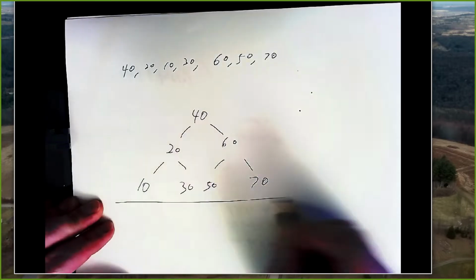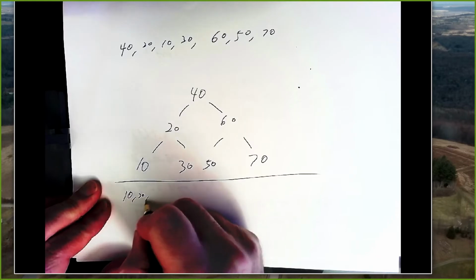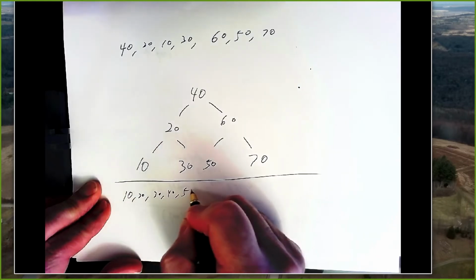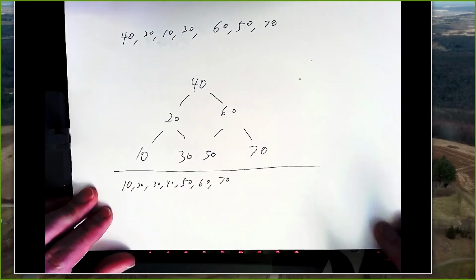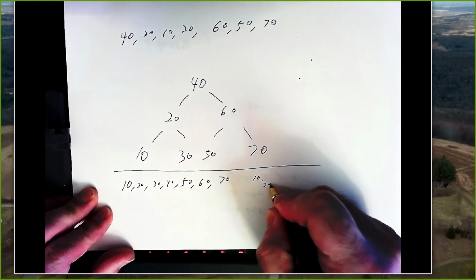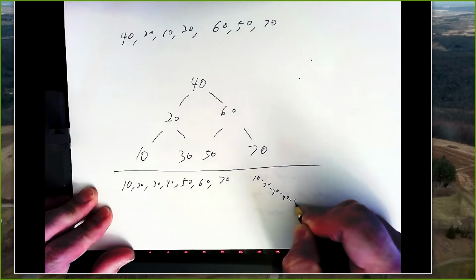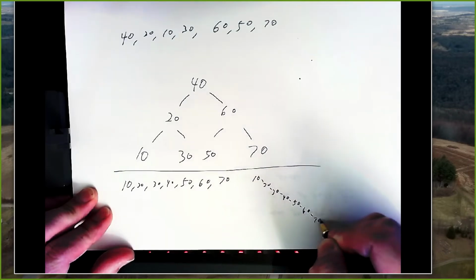But if your data happen to arrive in this order, which, if you're working with data that is sorted or almost sorted to begin with, you get the very pathological tree that really just looks like a linked list.